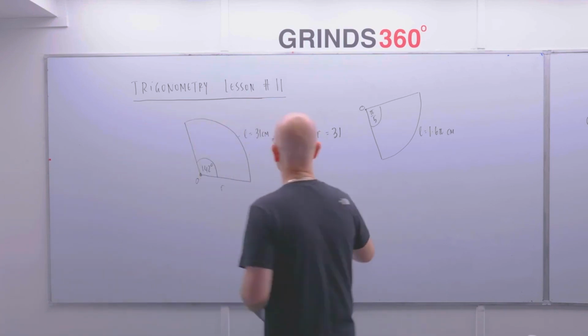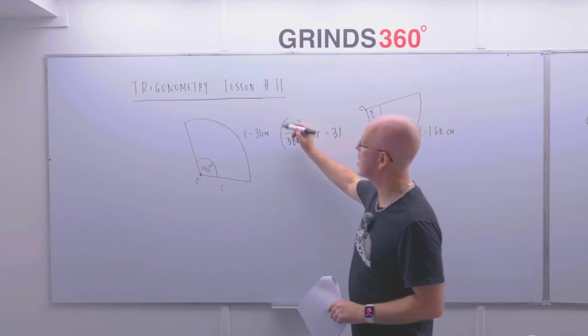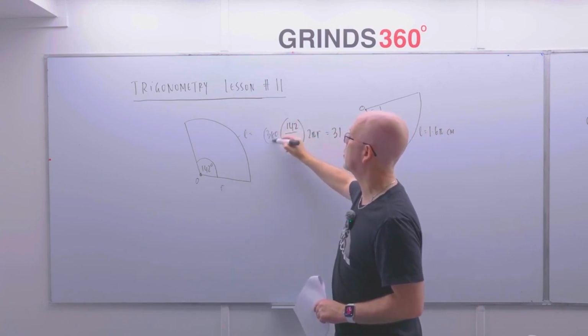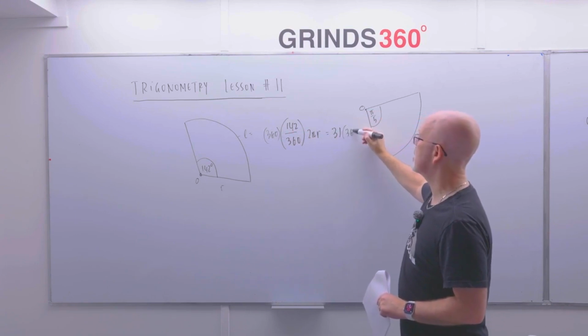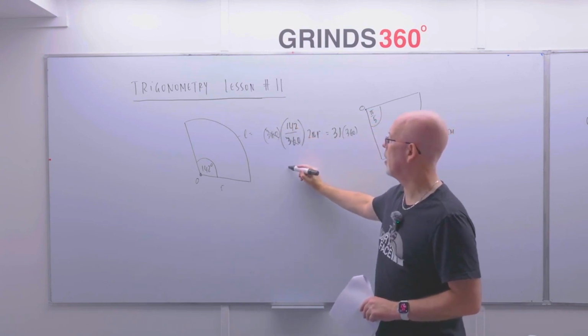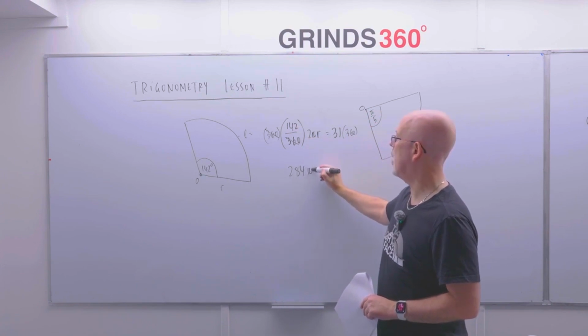So what I'll do first here maybe is I'll just multiply both sides by 360. Okay, so if I just multiply both sides here by 360, I'll multiply that side by 360 and that side by 360, all right, because they'll cancel. And then 142 by 2 pi r, that's 284 pi r.